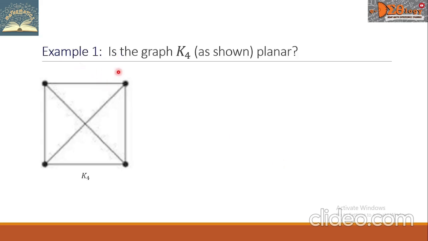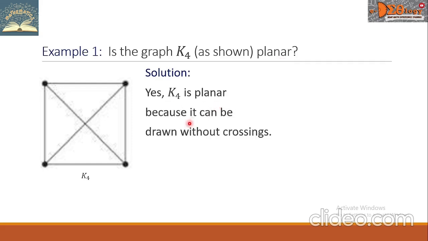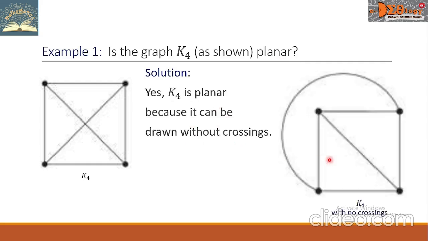Example 1. Is the graph K sub 4 as shown here planar? Yes, K sub 4 is planar because it can be drawn without crossings. This is now the new drawing for K sub 4 with no crossings.